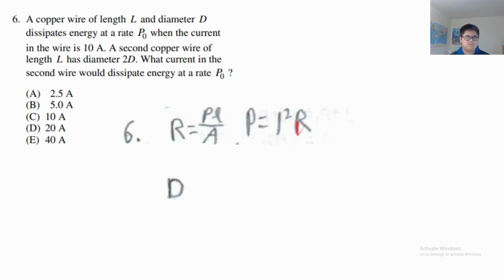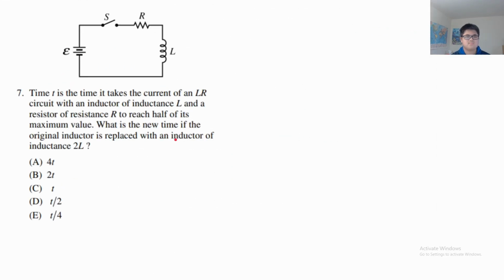Therefore, the answer must be D, and the reason is that since the resistance is only 1/4 the amount, the current has to be twice the amount in order for P to remain constant, because as it says, the rate P is the same for both wires. So the answer is 10 amps times 2, which is 20 amps, which is D. The answer to question 6 is D.